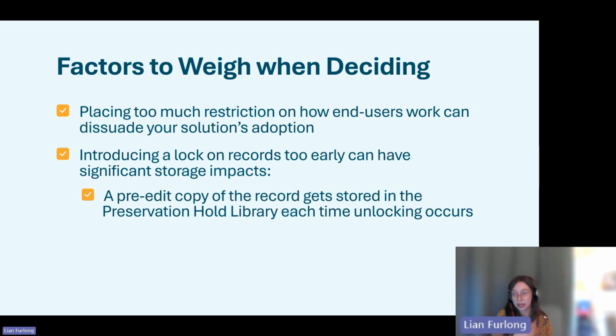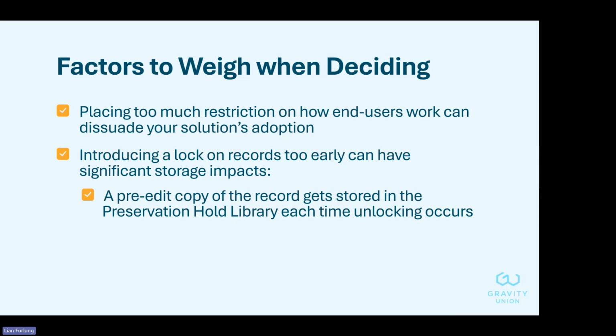Introducing a lock too early is also going to have storage impacts. So if something's still in collaboration phase when that label and that lock comes in, it means they're going to be unlocking and locking a lot. And every time you unlock, it's going to produce a unique copy of that record in the preservation hold library of its pre-modification document. So you're going to get a lot of stuff in that preservation hold library. You can't push it out. It's going to stay there until the retention period is reached, and say this is a permanent retention item, it's there forever.